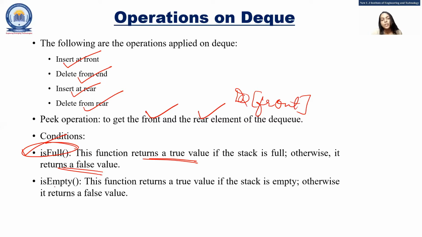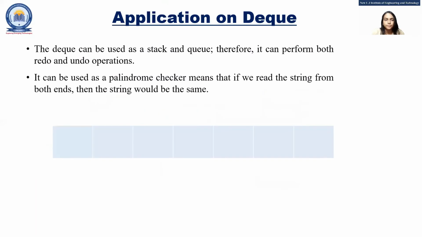So we need to check for the front and rear pointers and the indexing of it, right? If a function returns a true value, that means the stack is empty. Otherwise, it will return the false value. Again, while implementing this, we need to check for the pointer values in order to check whether the DQ is full or not.